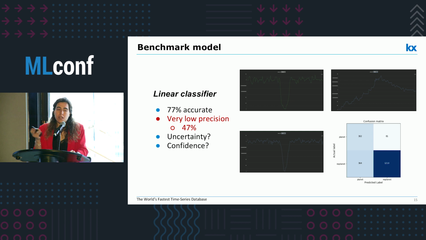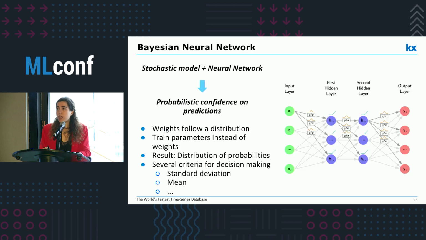So we tried, as I said, a Bayesian neural network, because it also offers more flexibility. We can work with uncertainty, with confidence. So we just wanted to give it a try.